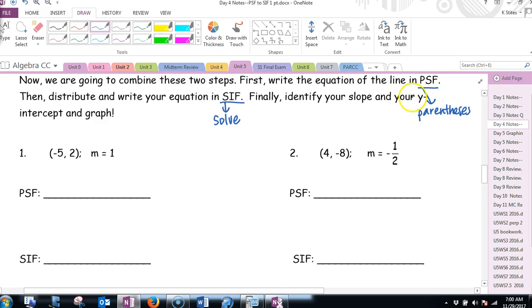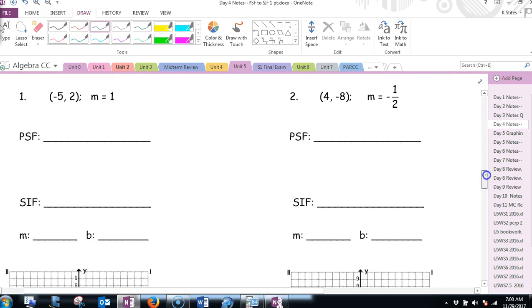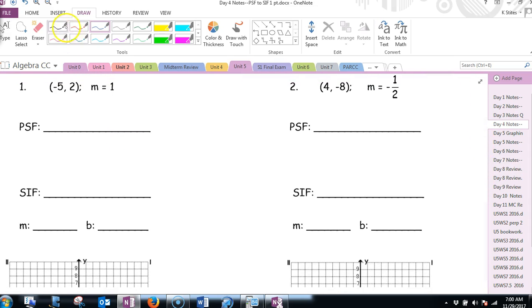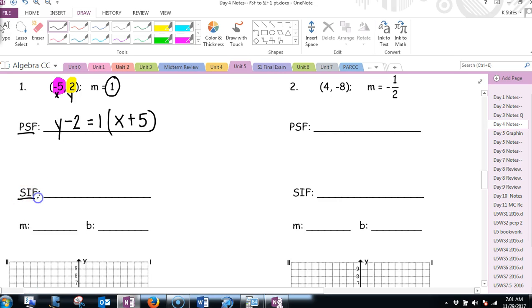Finally, we're going to identify your slope and your y-intercept, and then we're going to graph, just like you did on your quiz. Okay. So alright, here we go. X, Y. Point slope form, this is the one with parentheses. Y, and then the opposite of your y coordinate, equals my slope, parentheses, x, and then the opposite of your x coordinate. Alright, that's point slope form. If you're asked for point slope form, you just leave it like that. That's it. But now we're asked to go to slope-intercept form.